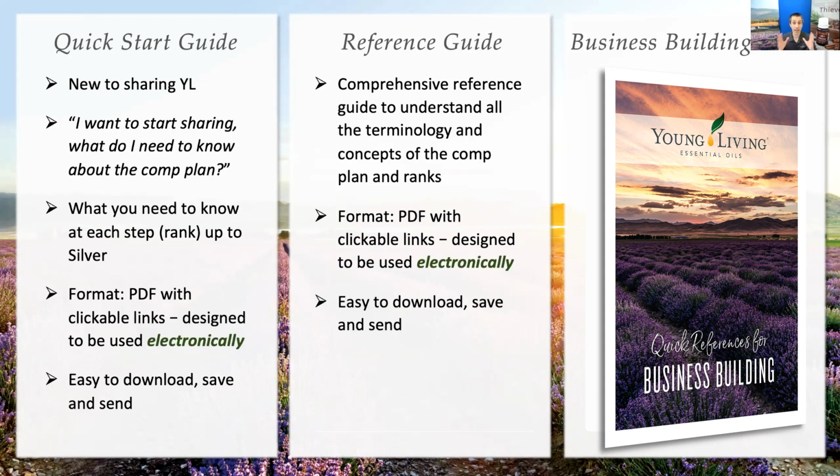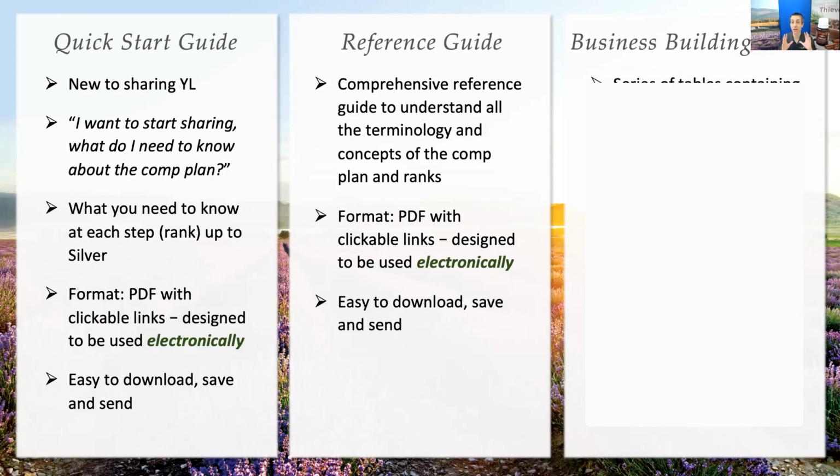Because it is an electronic PDF, again, it's very easy to download and save on your computer, and also then to email it to someone else. So those first two guides, the Quick Start Guide and the Reference Guide, are designed to be used electronically. The third one, the Business Building Guide. What is this? This is a series of tables that contain information about the Young Living ranks, the commissions and bonuses. Now this has been designed for you to print off.